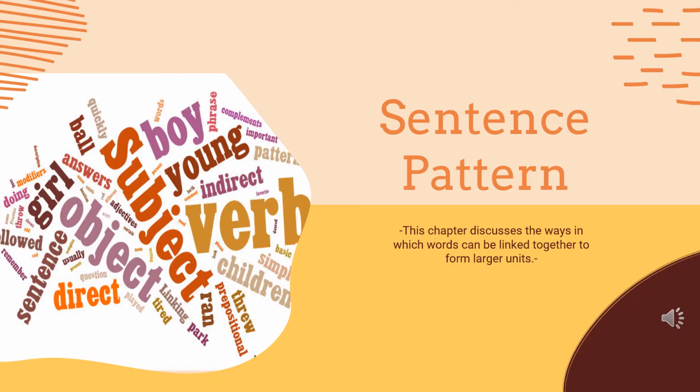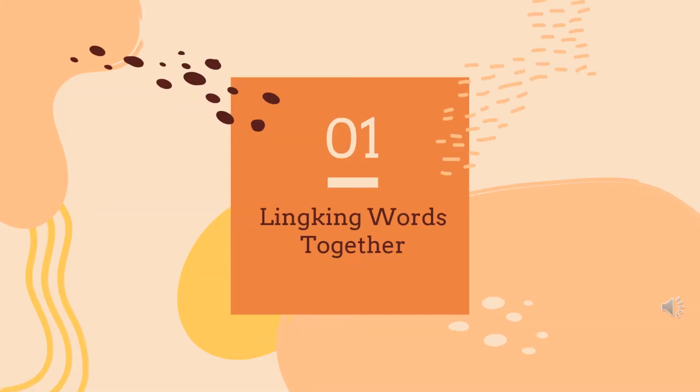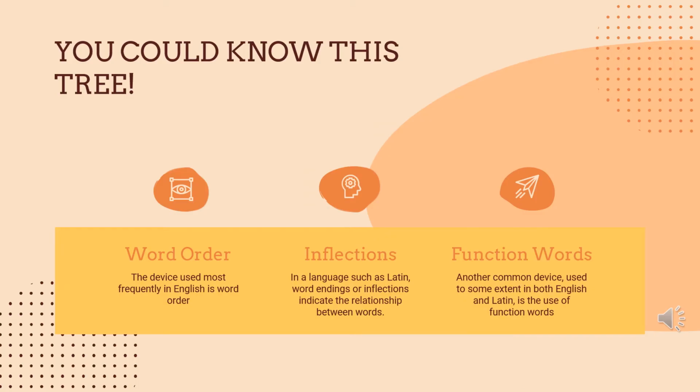Sentence pattern. This chapter discusses the ways in which words can be linked together to form larger units. Linking words together. Different languages use different devices for showing the relationship of one word to another. There are 3 points that help you understand linking words together: word order, inflections, and function words.